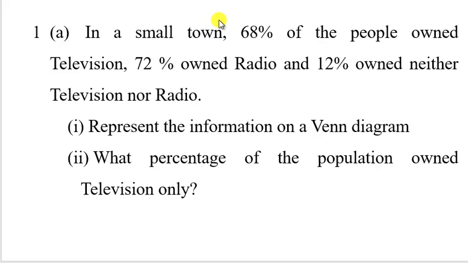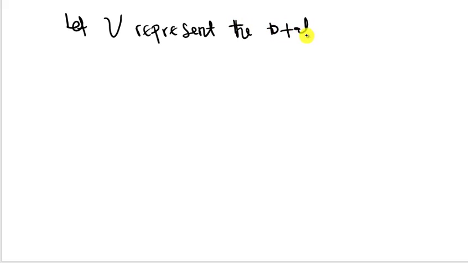Now, in the question, the total number of people in the town was not given, but percentages were given for some people. In that case, we assume that the total number of people in the town, in terms of percentage, is 100%. So we are going to do representations. First, let the symbol for the universal set, U, represent the total people in the town.